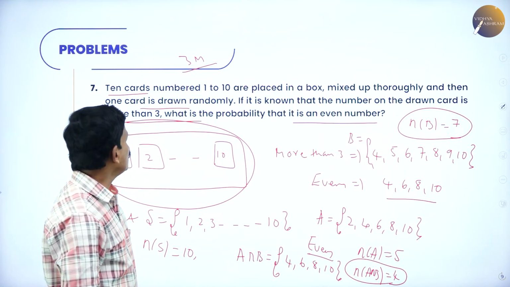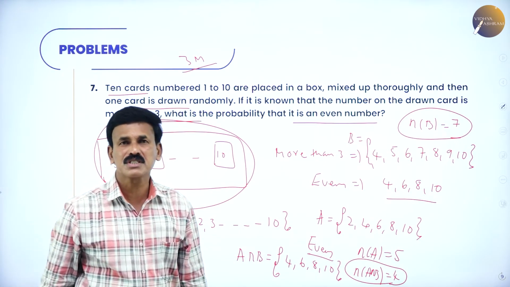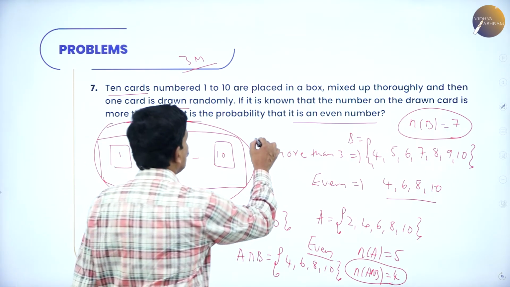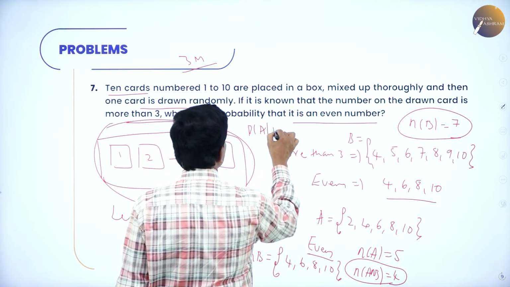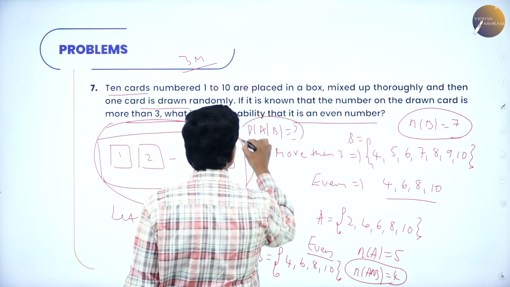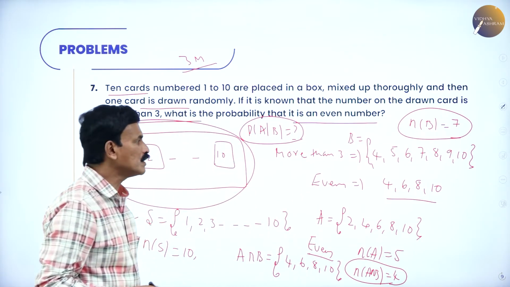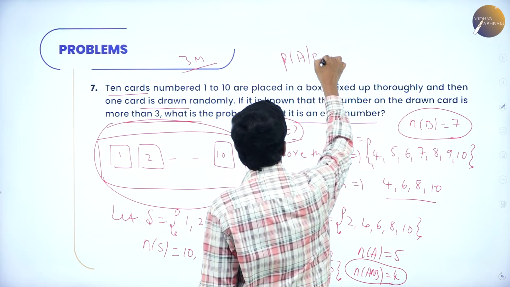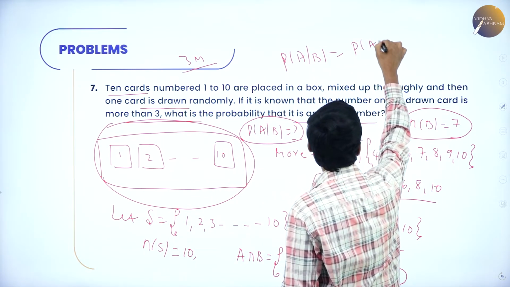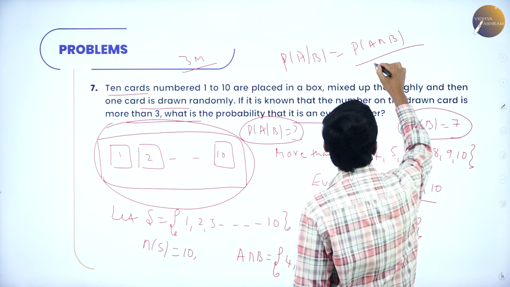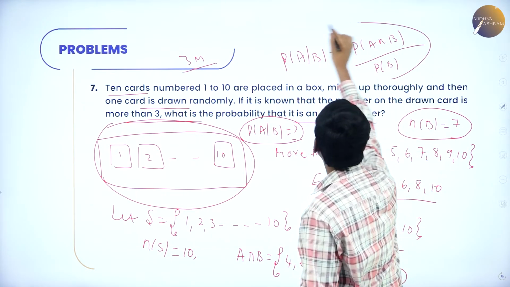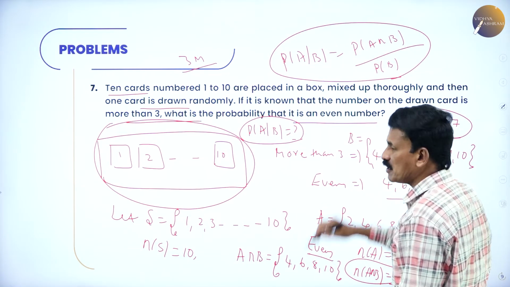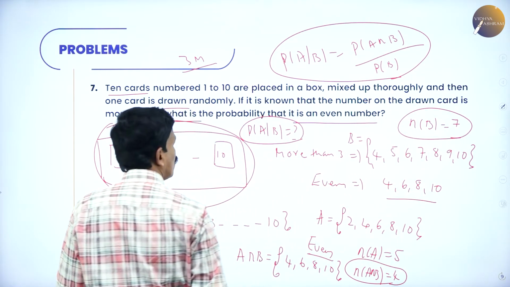Now, write down the probability. What is required to find is the probability of A given B. That is what needs to be determined. What is the formula for probability of A given B? Probability of A intersection B divided by the probability of B. Now find the probability of A intersection B and the probability of B, and you will get the answer.